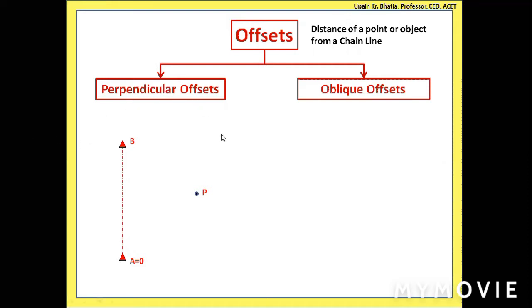So what is done? We subtend a perpendicular on this line AB. Where this perpendicular is subtended, the distance from A up to that point is called the chainage, and the length of this perpendicular is called the offset. So these two things are recorded simultaneously, the offset and the chainage.